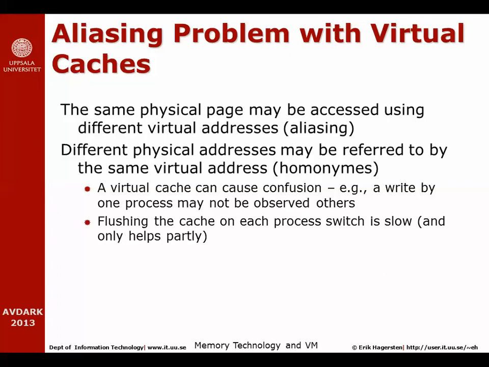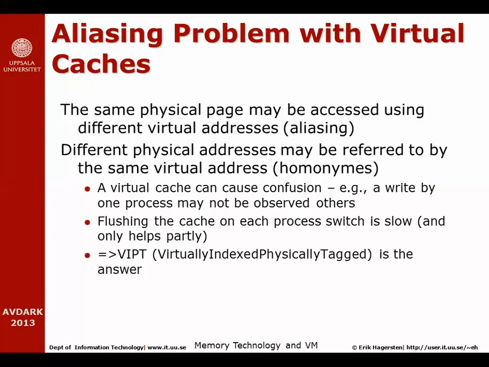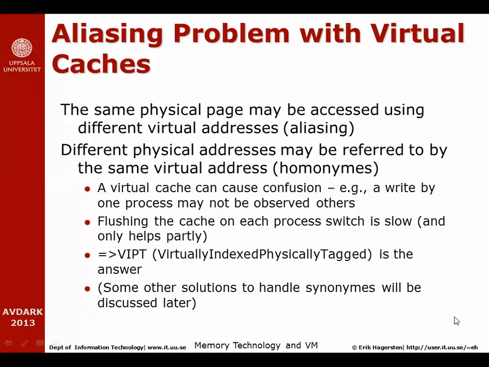There are some techniques you can use. You can, for example, try to flush the cache each time you switch processes, but that only solves some of these problems. So what we're going to talk about here instead is a solution called the virtually indexed, physically tagged cache. That is a cache which you can access quickly, but it does not have this aliasing problem. Later on, I'm going to discuss other solutions for how to handle synonyms, and we're just about to publish a paper on some of the research we've done here.